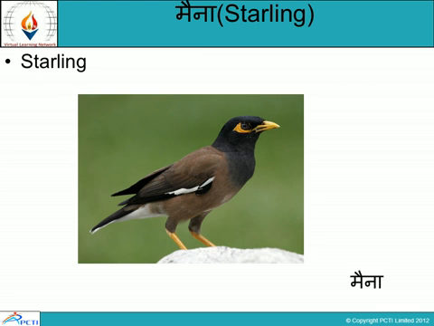Starling. Sometimes we call it as lovebird also. Usually found in gardens near the plants, trees. This is called starling. We call it as maina. Maina is another word very famous in India. This is a black brown bird with a yellow beak. This is called starling. In Hindi we call the bird as maina. Say it again. Maina.